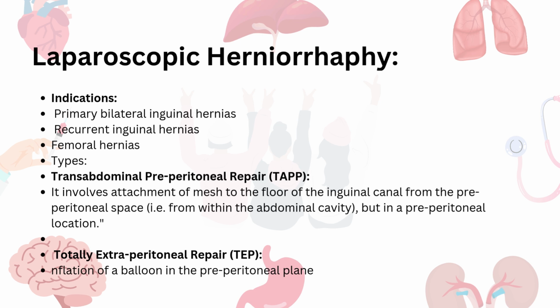Then there is totally extraperitoneal repair or TEP. It is a more difficult procedure because it entails the inflation of a balloon in the preperitoneal plane to expose the inguinal floor first, and once you have exposed the floor, it can be laparoscopically repaired using the prosthetic mesh to cover the defect. And that's it for today.